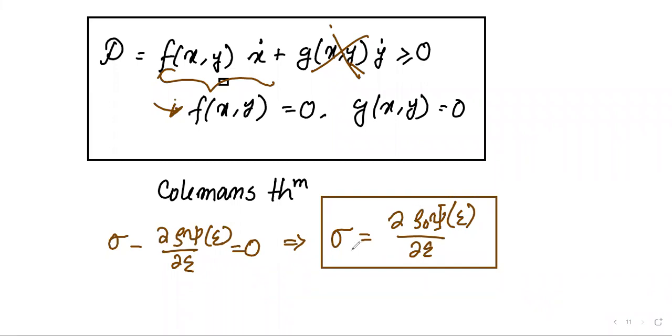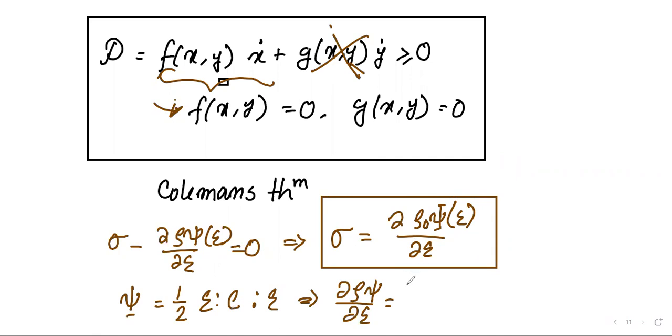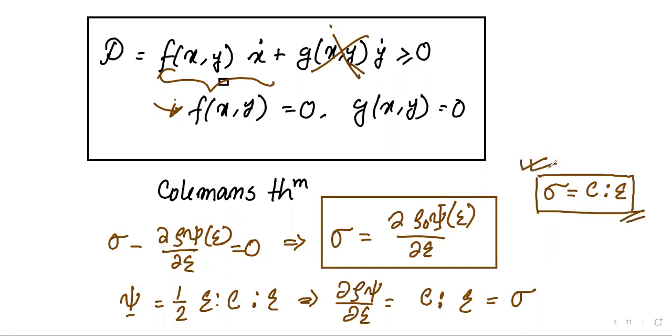And so we have the expression for the potential that we have postulated: half epsilon contracted with the fourth order tensor C and with epsilon. So multiply it with rho and take the derivative with respect to epsilon. What we're going to end up with is C dotted with epsilon, and the left hand side is sigma. So this is basically Hooke's law. We have derived Hooke's law for elastic material.